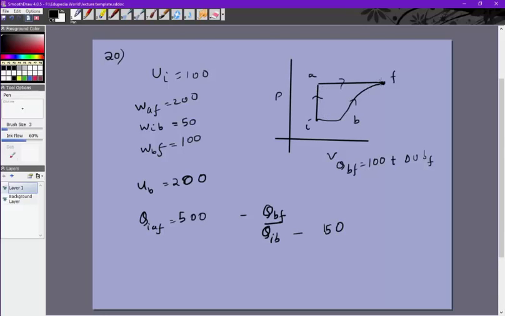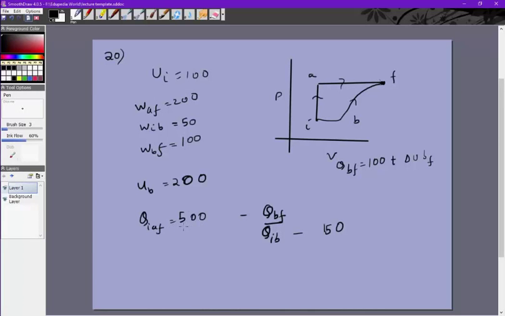We know QIAF is equal to 500. So the total heat supplied from I to A to F is 500, and the total work done from I to A to F, hang on, we don't know the total work done either. We know the work done from A to F. The work done from A to F is 200. Yeah, so obviously the work done from I to A is 0, because it's an isochoric process. So the work done from I to F is 200.